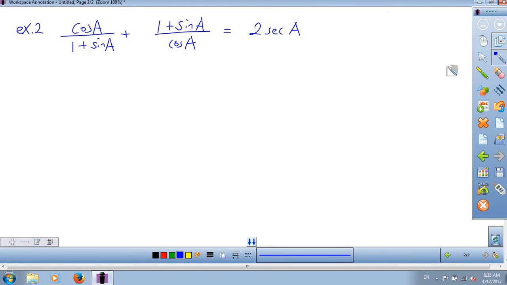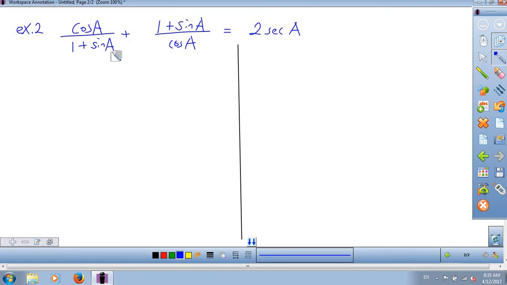Alright, so we have our example number 2 here. Let me draw a two-column and separate the two sections here. So we have cosine A over 1 plus sine A plus 1 plus sine A over cosine A. Those two seem to be very similar, definitely related, and they're fractions. So the first thing is we want to start with the more complicated side, which is the left-hand side.